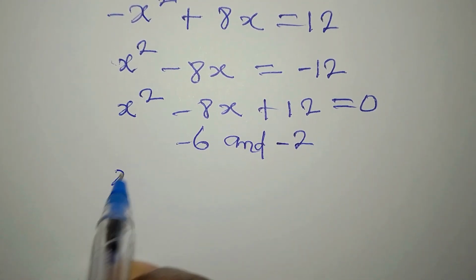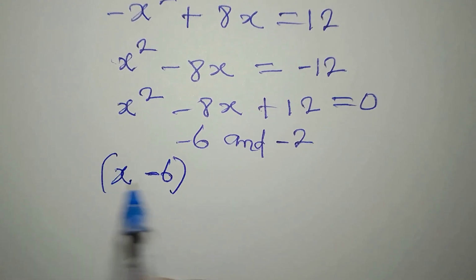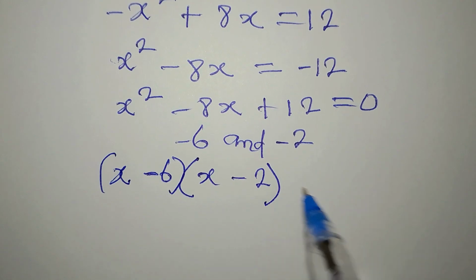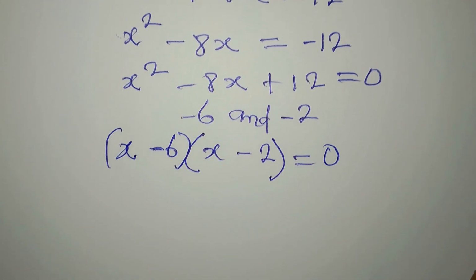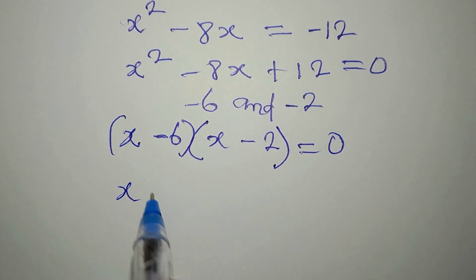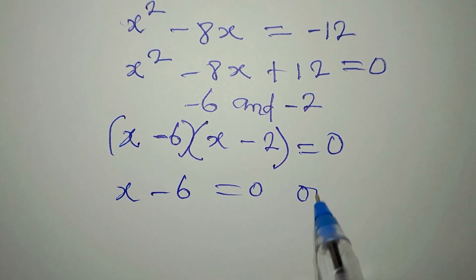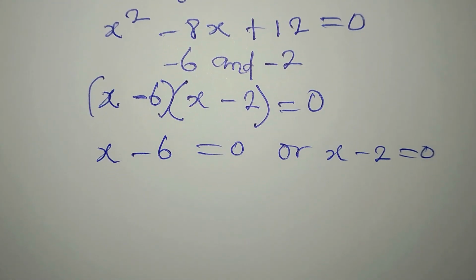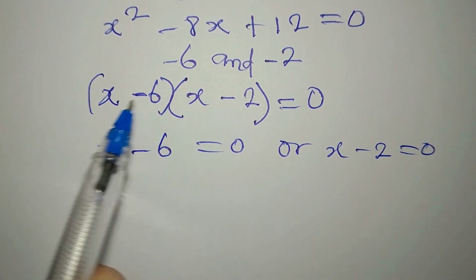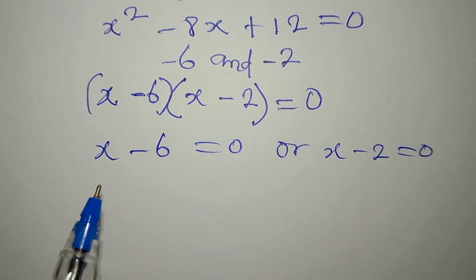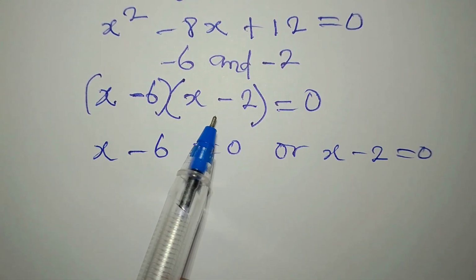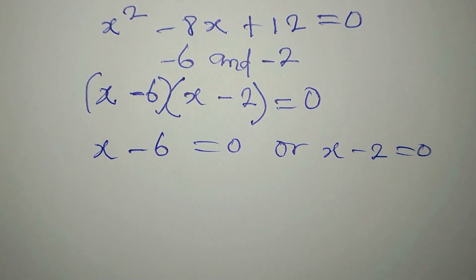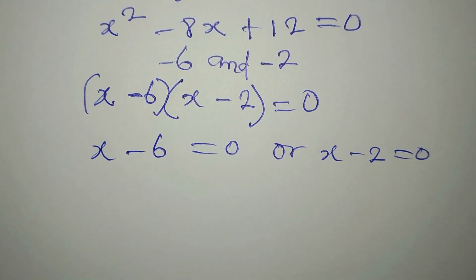The first factor now will be x minus 6. Close the bracket. And the second factor will be x minus 2. Then we equate to 0. From here, it is x minus 6 equals 0, or x minus 2 equals 0. You should know when to do this. We do this when we are multiplying two numbers or two terms to get 0. It means one of the numbers is 0, or both numbers can be equal to 0, because 0 times 0 will still give 0, right?